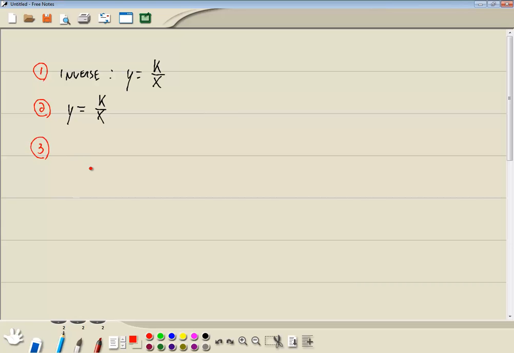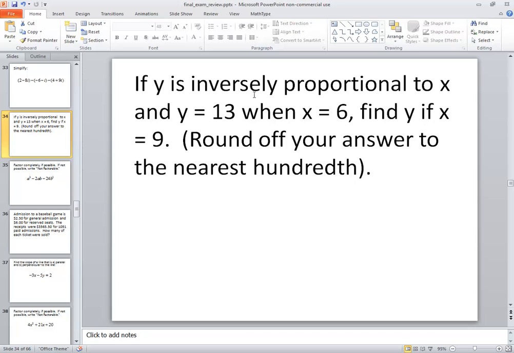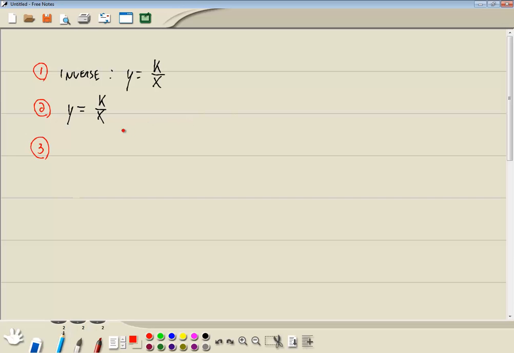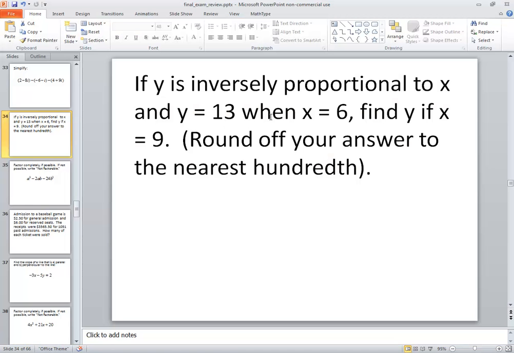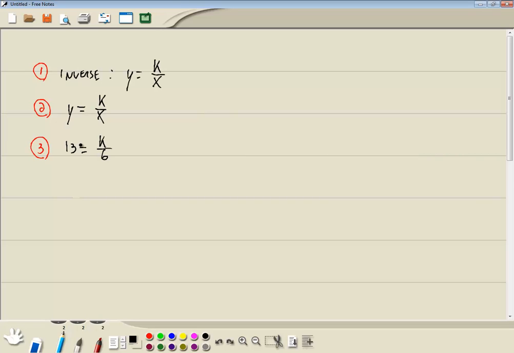Step 3, look for your one example. It says if y is inversely proportional to x and y is equal to 13 when x is equal to 6. That's our one example. So telling us that y is 13 when x is equal to 6. So put 13 in for y and 6 in for x. And we want to use that to find k, so we're going to multiply both sides by 6. So 6 times 13 and 6 times k over 6. That gives us 78 is equal to k.